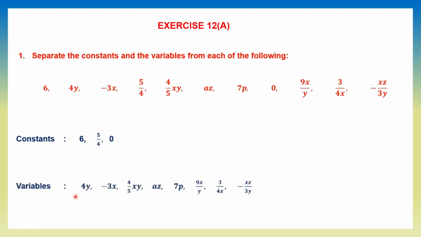So what are all the variables? 4y, minus 3x, 4 by 5 xy, az, 7p, 9x by y, 3 by 4x and minus xz by 3y. So whenever you have a letter, it is a variable. Keep that in mind. Numbers by themselves are constants.